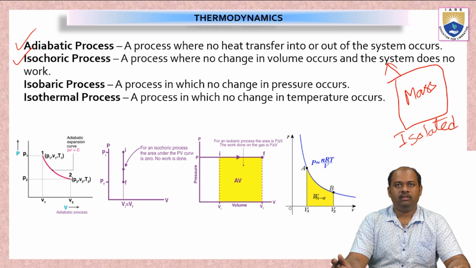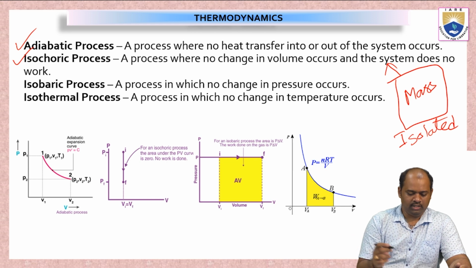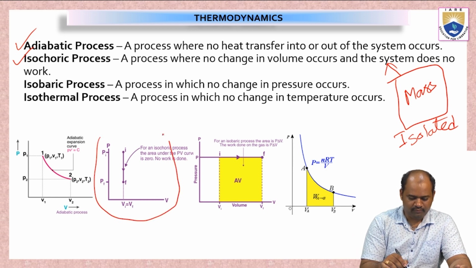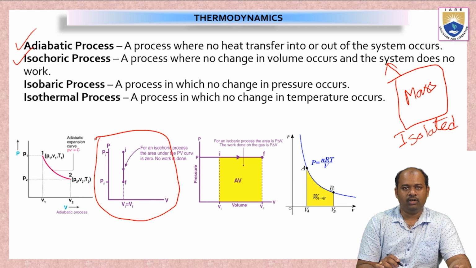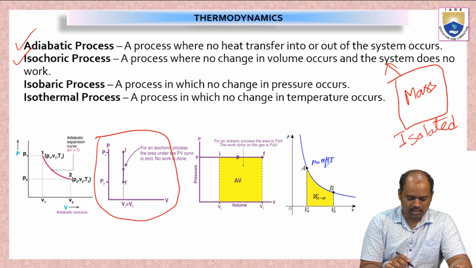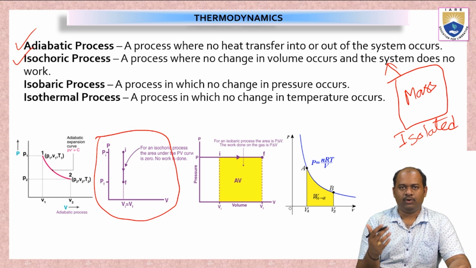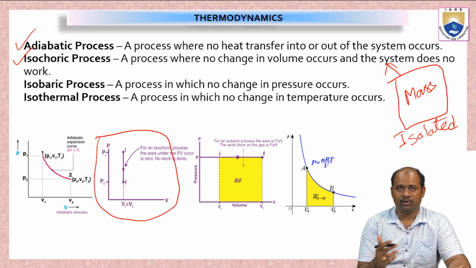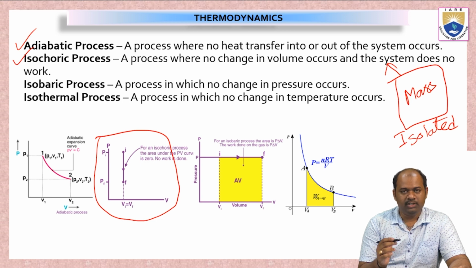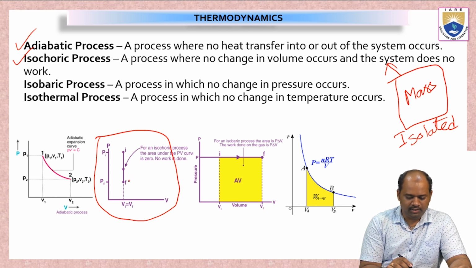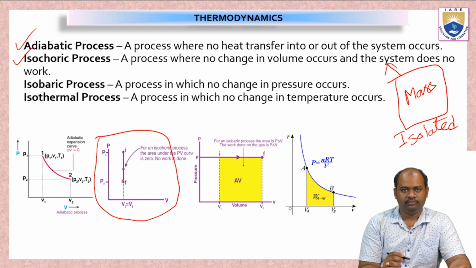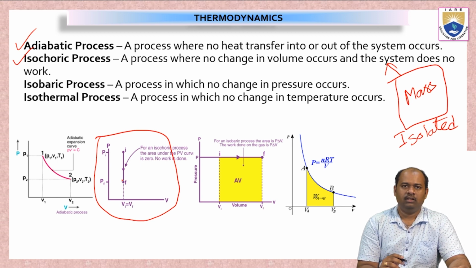And then, second thing, isochoric process. It is a process where no change in volume occurs and the system does no work. We can see in this graph, this is a pressure versus volume diagram, PV diagram. In this diagram, we can see the system is undergoing a process. The process is nothing but isochoric process where the volume is constant throughout the process. Due to the constant volume, there will be no work done in this process. In isochoric process, there will be no work done.